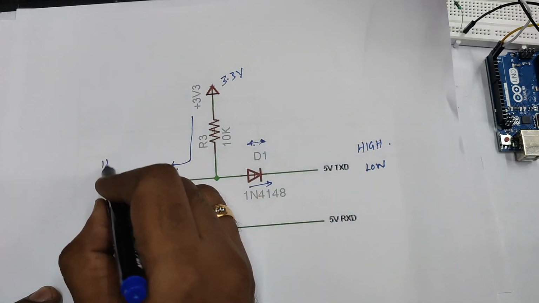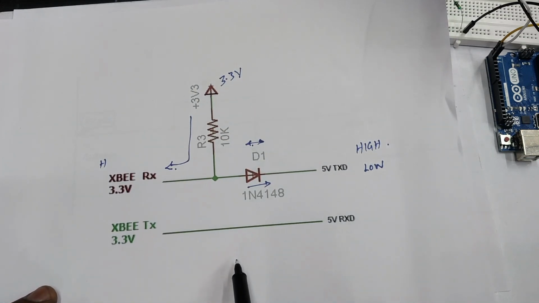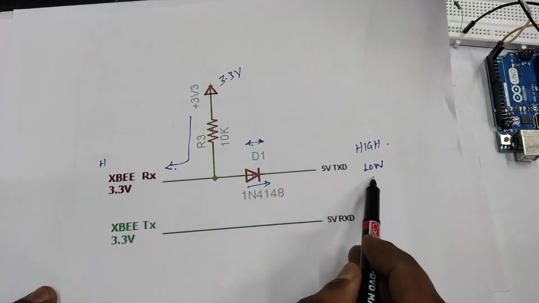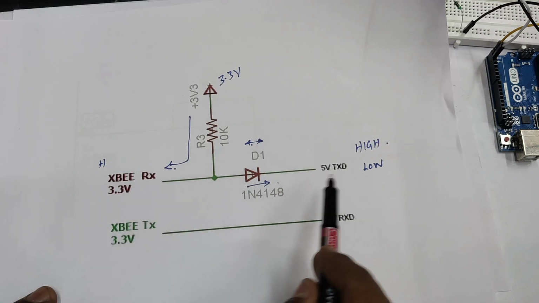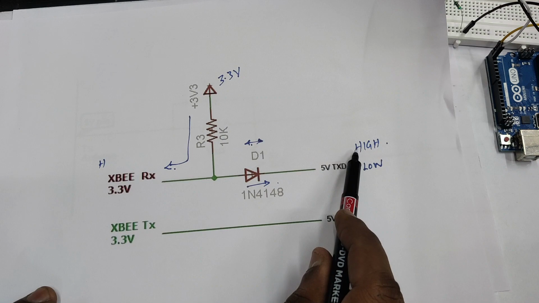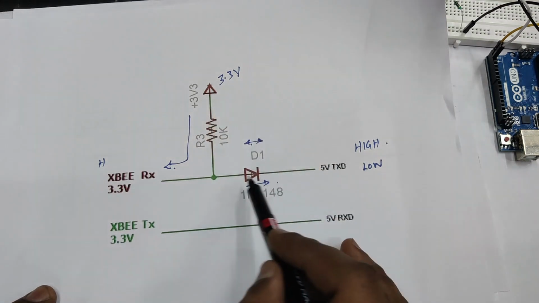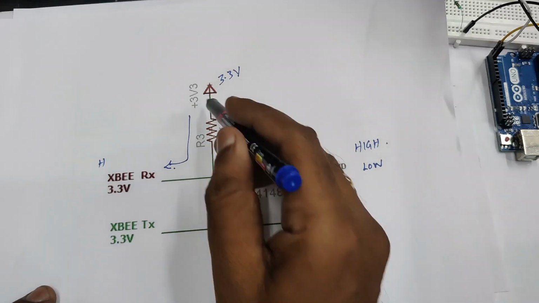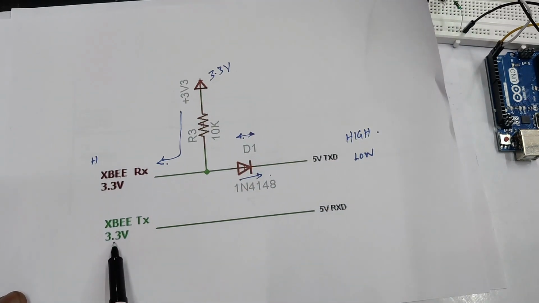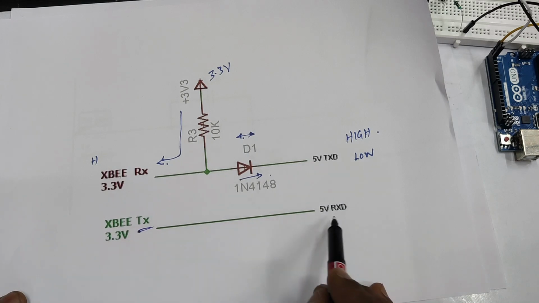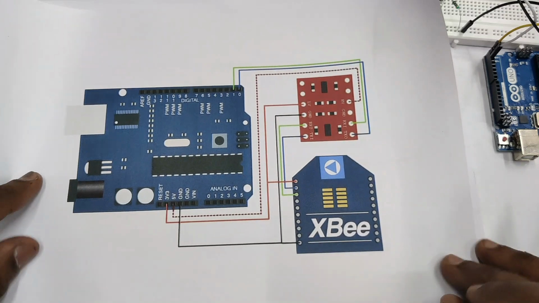So when the level of TX at Arduino is low, this diode is forward biased and low is available as it is at RX of XBee. When TX of Arduino is high, this diode is reverse biased and the 3.3 volt pulled up through the 10K resistor will be applied to RX of XBee as high. XBee TX can be directly connected to Arduino RX, no level shifter required.